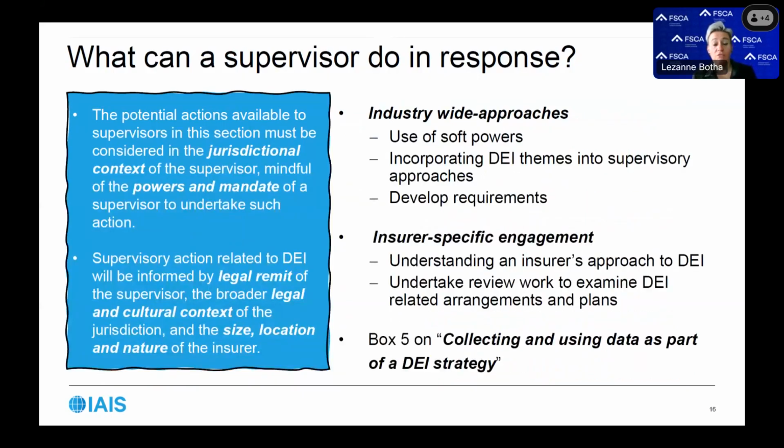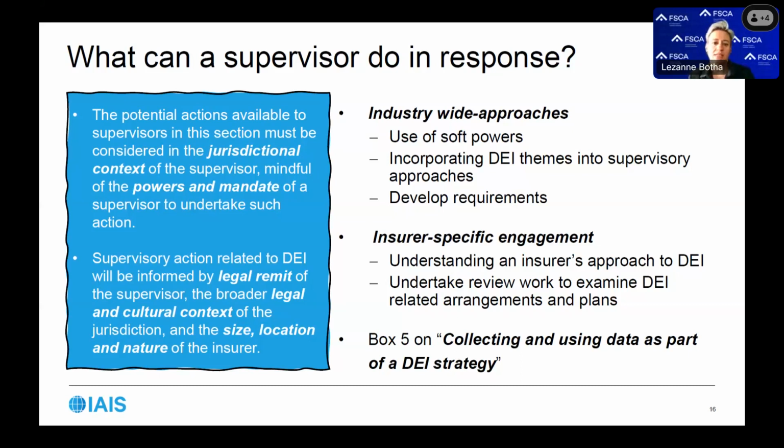If we then move on to section 4, here it really sets out what the potential actions are that are available to supervisors to address D&I issues identified in an insurer. The first section sets out potential industry-wide actions, and the second section builds on that by focusing more on targeted actions that a supervisor may take with individual insurers where one or more of these warning signs are identified. Supervisors really have a range of options available to them, from using soft powers to incorporating DE&I into their supervisory approach, through to using more formal powers to create actual new requirements in this regard. The paper, however, confirms that implementing a combination of these responses would most likely drive the greatest positive impact for a supervisor. Again, the approaches must be considered in the specific jurisdictional context for the supervisor, bearing in mind the powers and the mandate of that supervisor to undertake any such action.